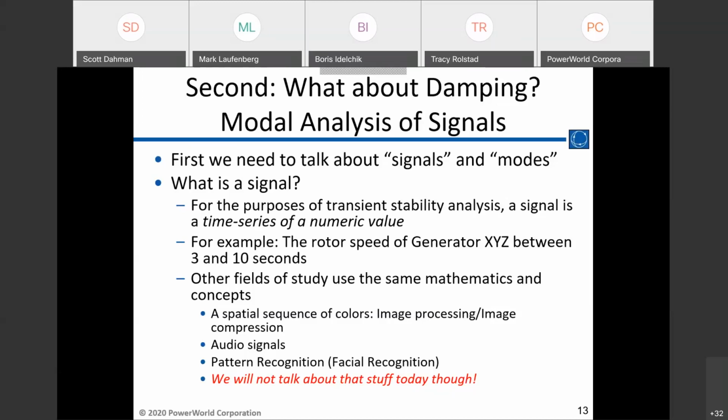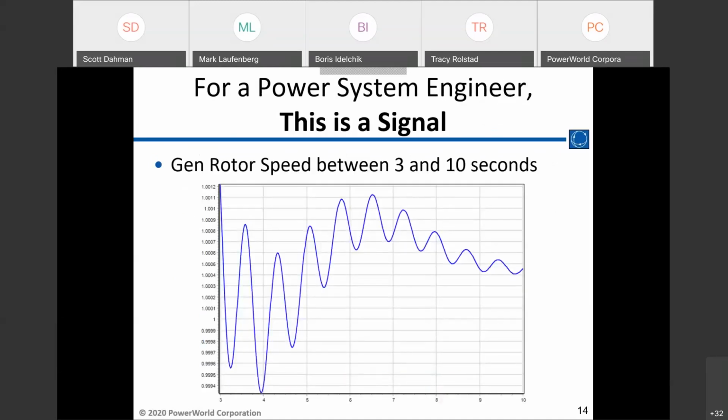All right, the mathematics that I'm going to kind of wave my hands at in this presentation, it all comes from very broad backgrounds. You know, a signal, if I'm an image processing engineer, is a spatial sequence of colors. And they would use the exact same algorithms I'm going to present today. Well, I'm not really going to talk about it. I'm just going to kind of mention there in the background. Audio signals, facial recognition, pattern recognition, all of these things come from the same mathematics, but again, that's not what we're talking about today. So for our purposes, you know, me and you as a power system engineer, this is a signal. It's a squiggle on a plot. It's a time series of numeric values.